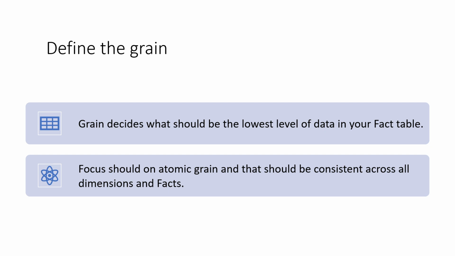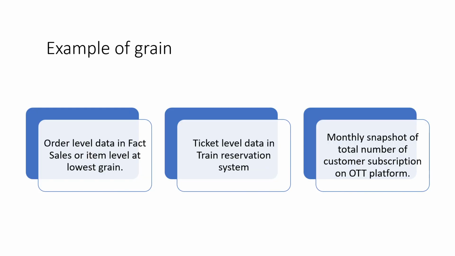What I mean is, if you have selected the grain as monthly level, where you are calculating the sales amount at month level, then your whole fact and dimensions should be at month level only. These are a few examples of the grains in a real-time scenario. One we already discussed. Another is the ticket level data in a train reservation system. In a train reservation system, the business process is the booking of tickets. Now the level is ticket.